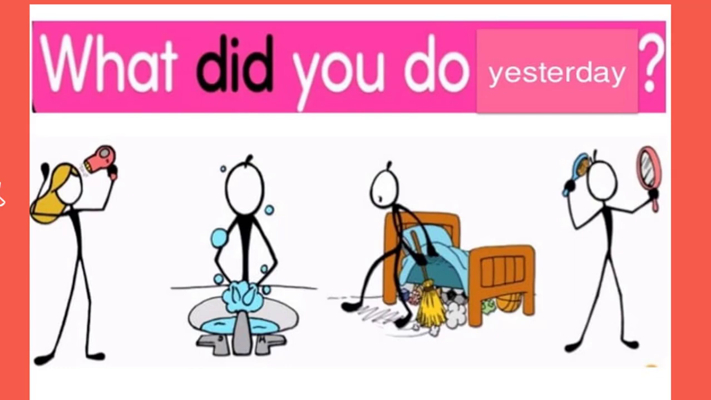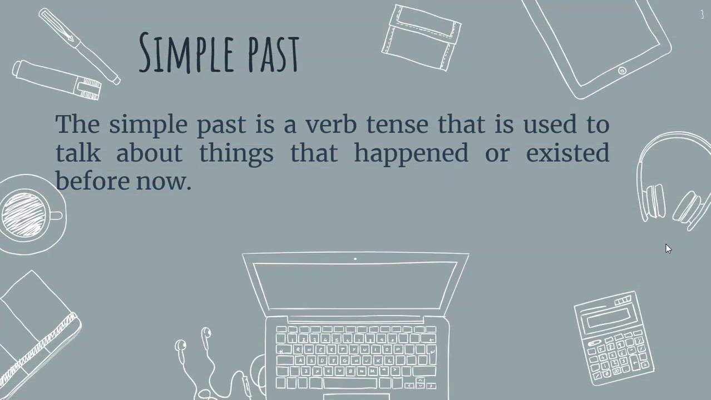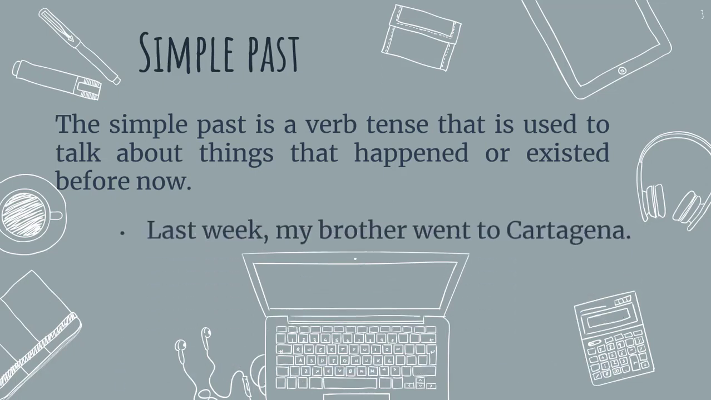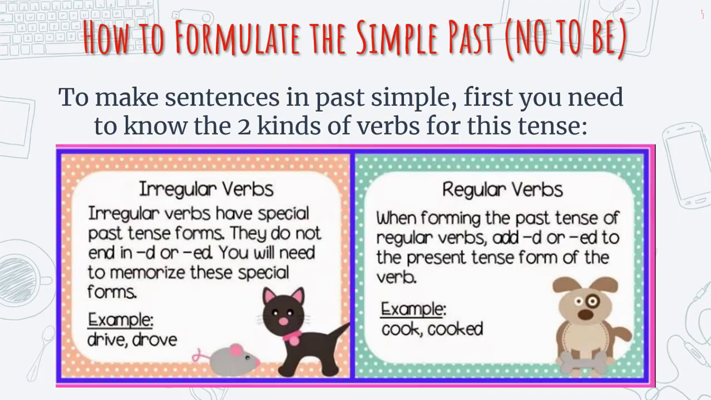The key word in this part is yesterday. La palabra clave es yesterday. Vamos a ver de qué será. Okay, the simple past. We always use the simple past to talk about actions that happened or existed at some point in the past. For example, last week my brother went to Cartagena, and in Cartagena he met some European people. Entonces utilizamos este verbo para hablar de acciones que pasaron, existieron en algún punto en el pasado. Por ejemplo, mi hermano fue a Cartagena y allá él conoció algunos europeos.